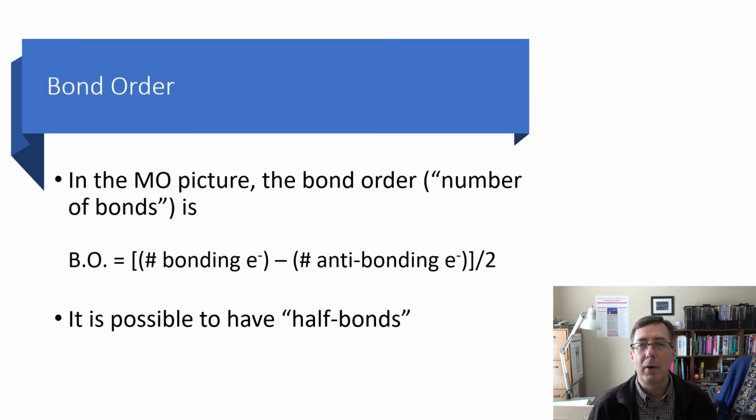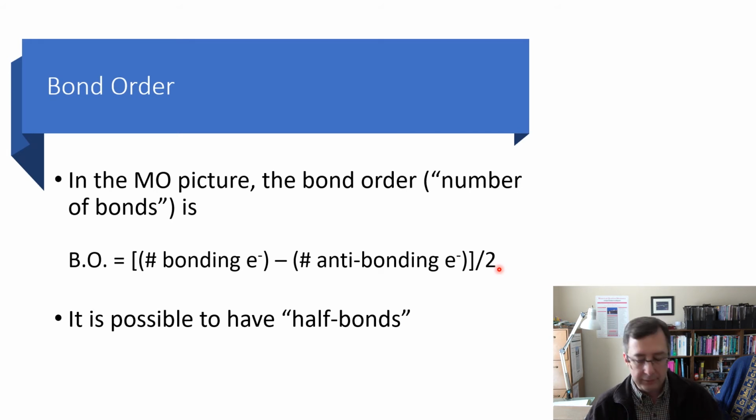Let me define a bond order. A bond order in this MO picture is basically the number of bonds, but I can calculate it from diagrams like I had a minute ago. All I do is I take the number of bonding electrons and I subtract the number of anti-bonding electrons, and I divide by 2 because remember it takes 2 electrons to form a single bond, and that's the bond order.